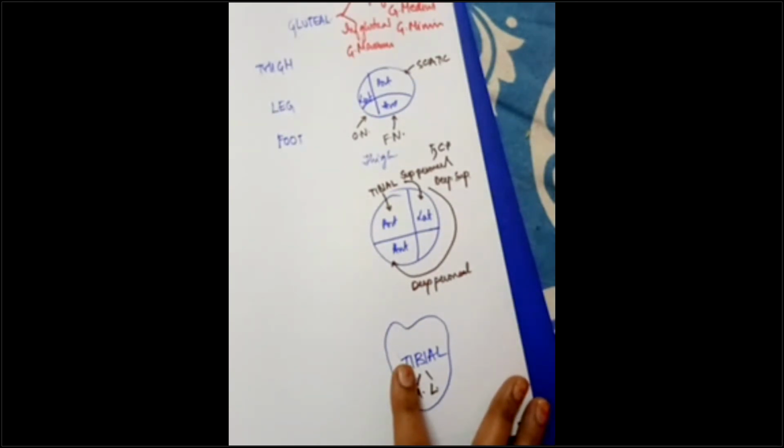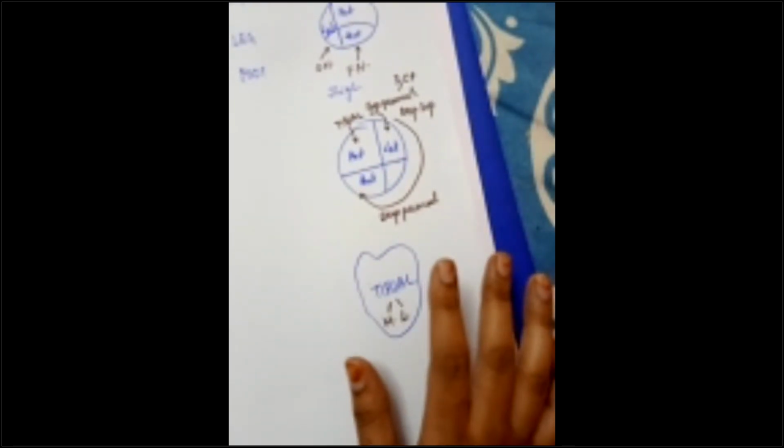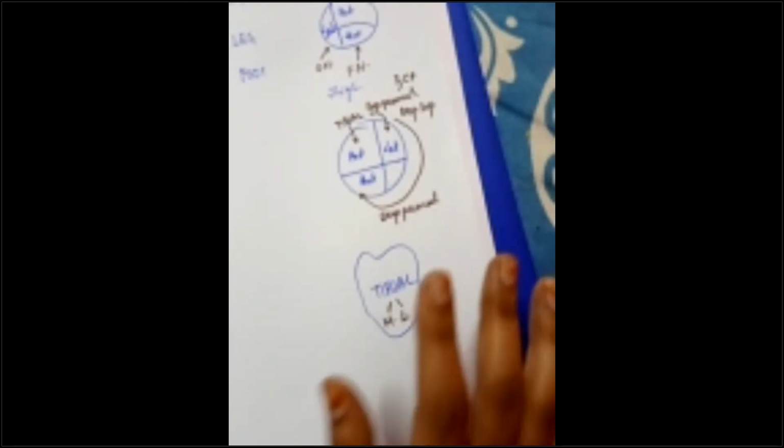The whole foot is supplied by the tibial nerve, Juvaria. All the muscles, I am saying. This is not cutaneous. Now let us see cutaneous.